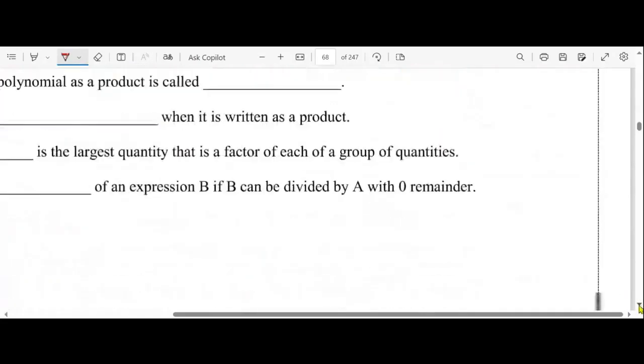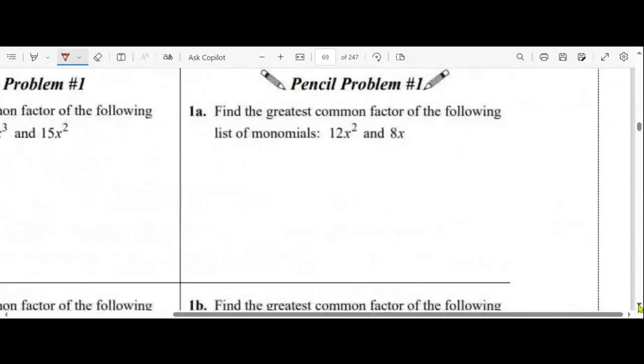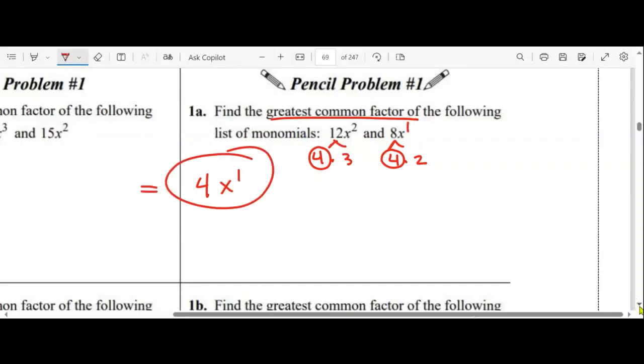More details on this lesson, okay? Here we go. Find the greatest common factor of the following. I have 12 and 8. 12 is what by what? 4 by 3. And 8? 4 by 2. So the common one is 4. You take 4. And we take the lowest x. Is this clear? Next one.